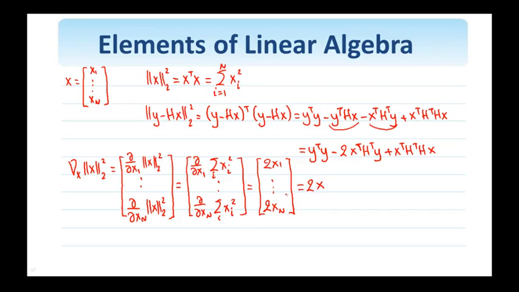So applying this definition, you should be able to verify that the gradient with respect to x of x transpose y is equal to y, while the gradient with respect to x of the quadratic term here is equal to 2 times H transpose Hx.